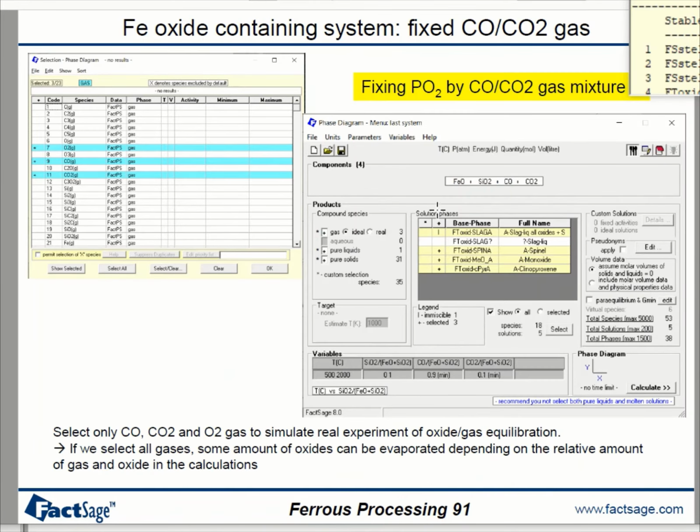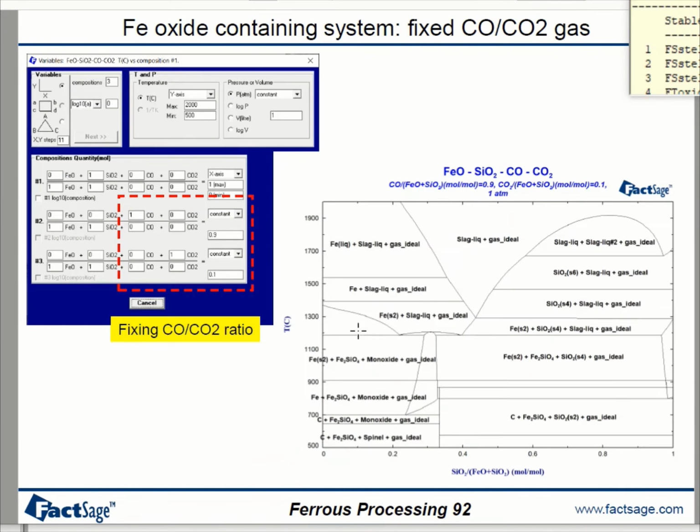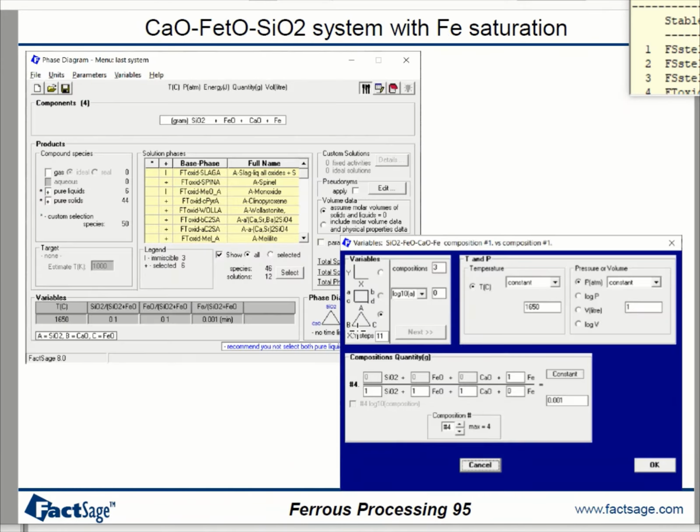Of course, you can also do CO2 calculations, etc. So there are many different examples here of thermodynamic calculations. But what I want to show you here is this one, the CaO, FeO, SiO2 calculation under iron saturation condition. As I mentioned, this is a very important system for the converter slag and BOF slag.